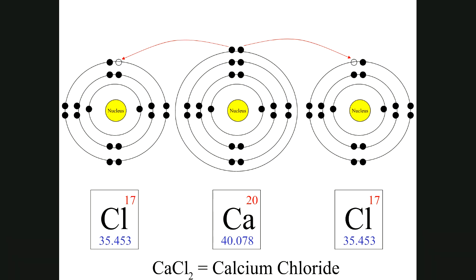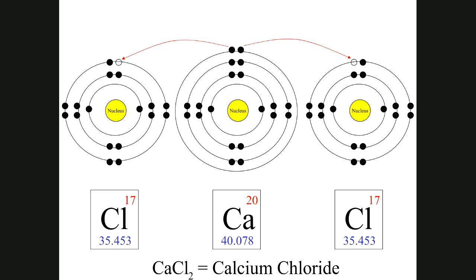So you could write that like initially 20 protons and 20 electrons. Overall net charge is 0. When it loses those 2 electrons, it's going to be 20 protons, 18 electrons. So it's got 2 more positive charges.